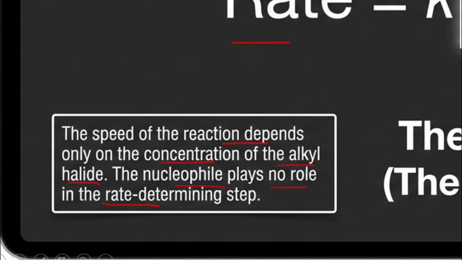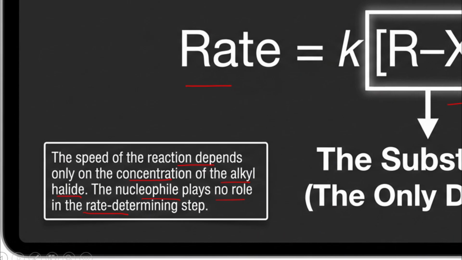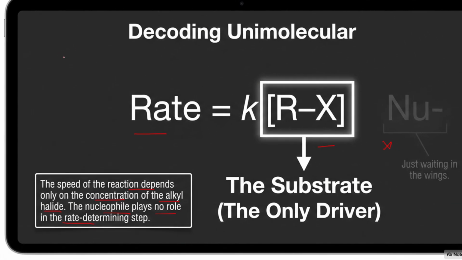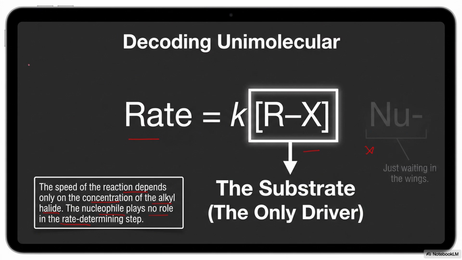Now, as the rate depends only on the concentration of one molecule of the substrate, the reaction happens in two steps. What is the two-step mechanism? Firstly, the R-X bond undergoes heterolytic cleavage, and as a result you get a carbocation, and X goes with its electron pair, so you get X minus. This is the first step and this will be the rate determining step because it is a slow step. So it determines the rate of the reaction. It is called the rate determining step.